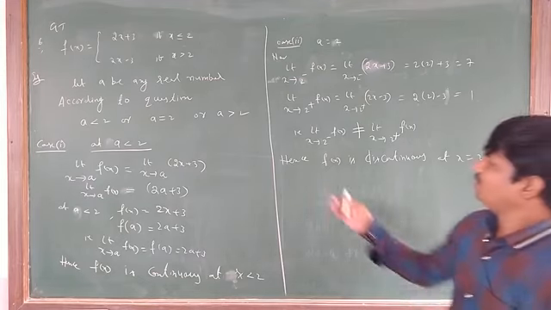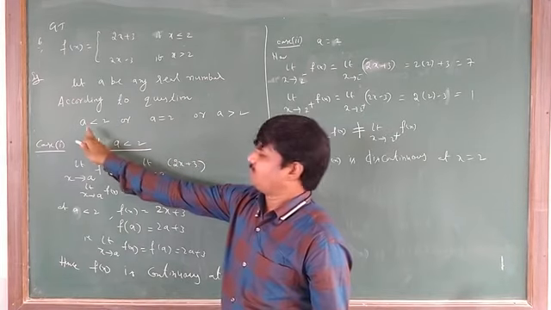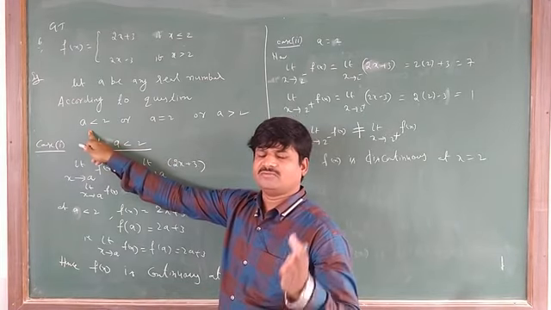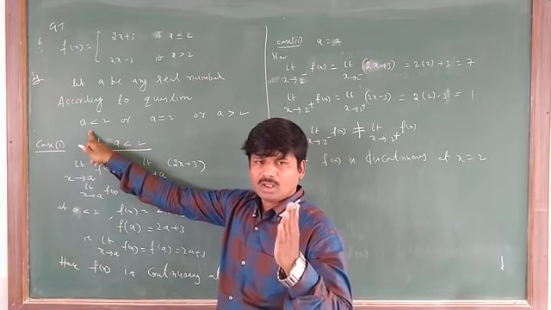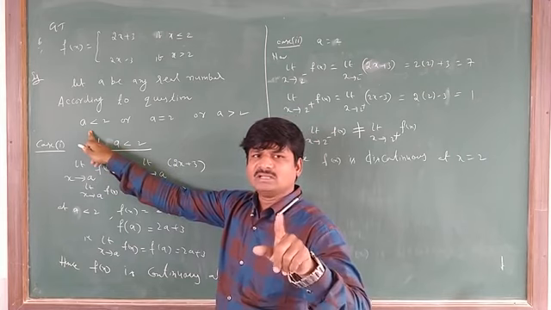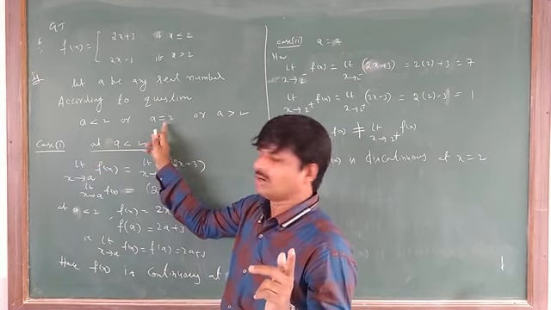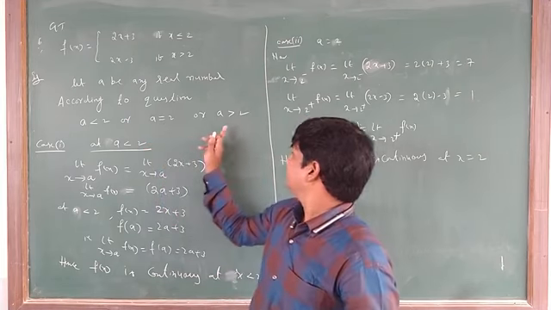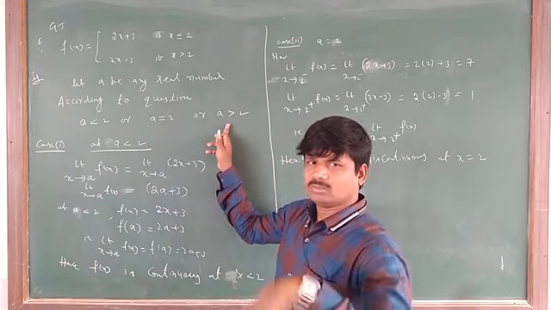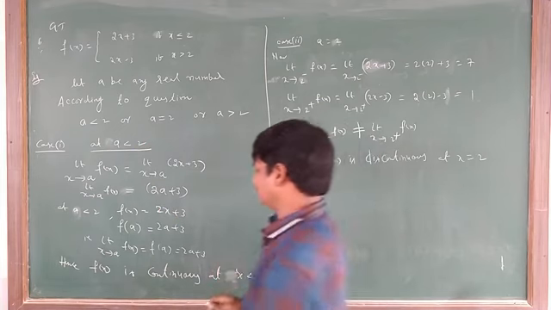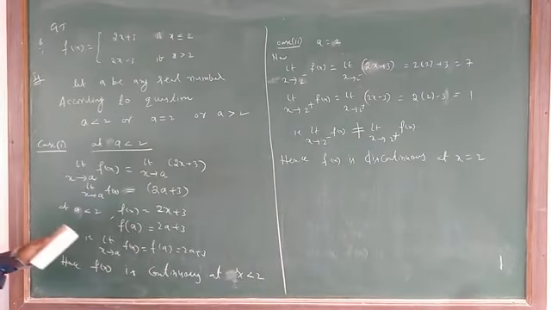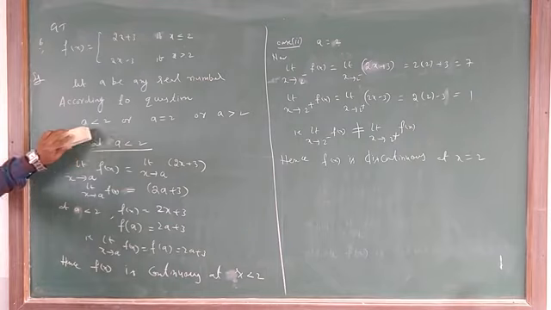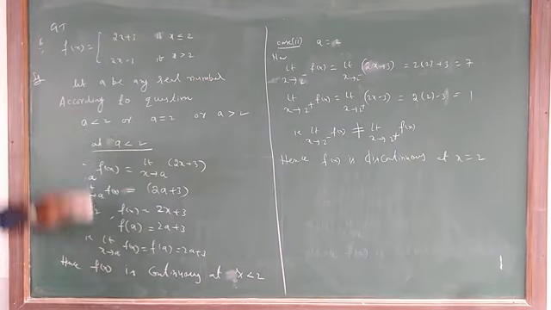Next. Here we checked for all real numbers left of 2, all real numbers less than 2, and at x equal to 2. Next, where do we have to check? Above 2. All real numbers more than 2 we have to check, with the same procedure. Case 3. What is case 3 here? Case 3.